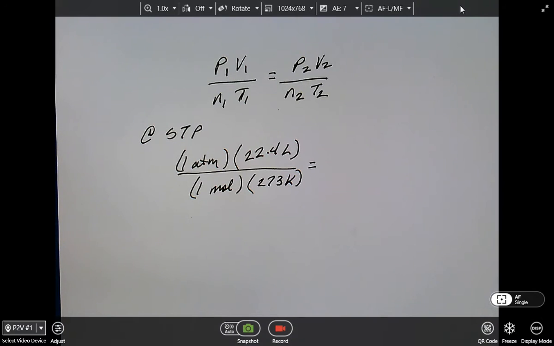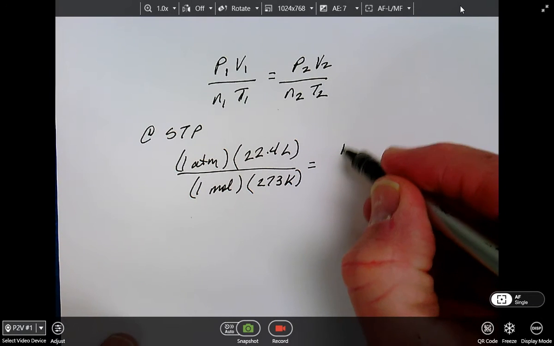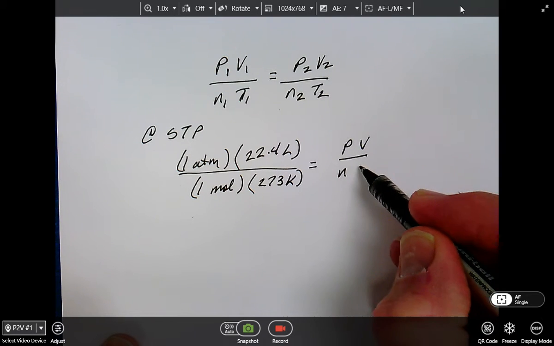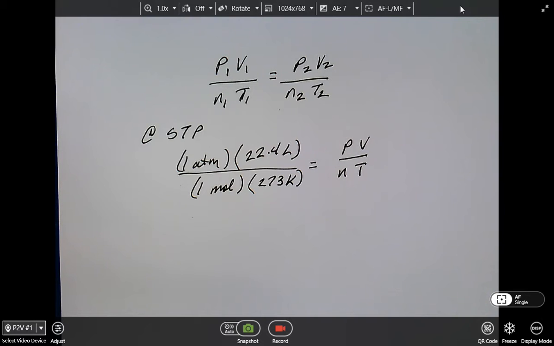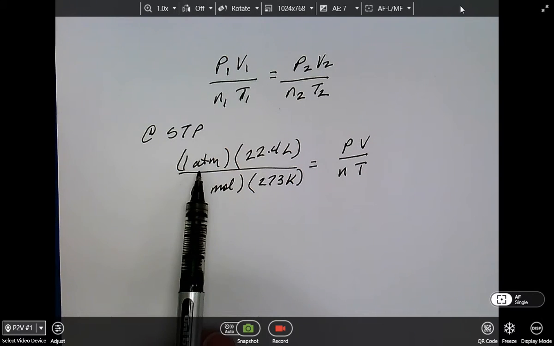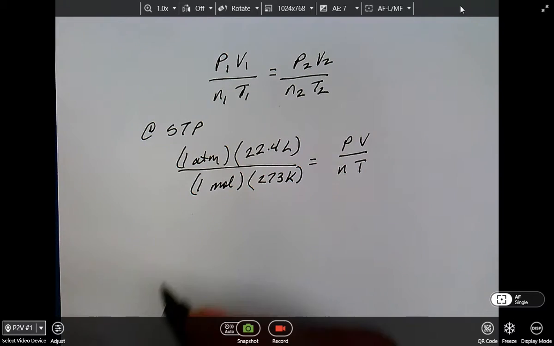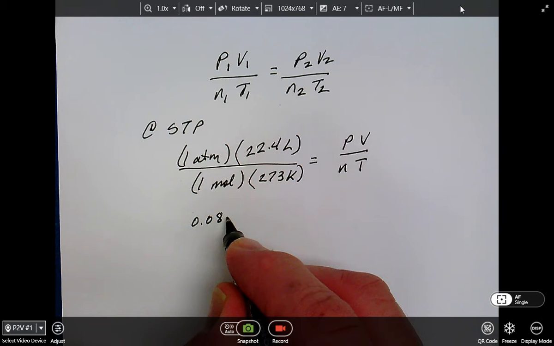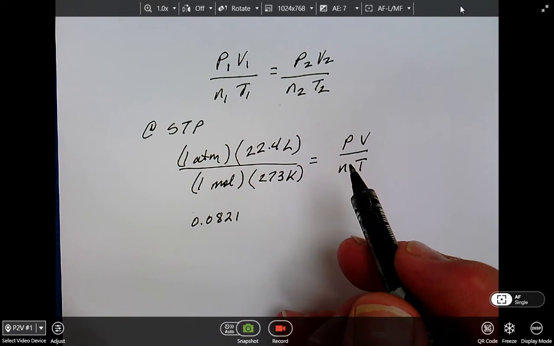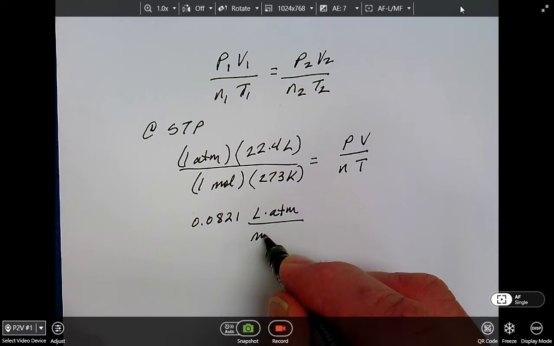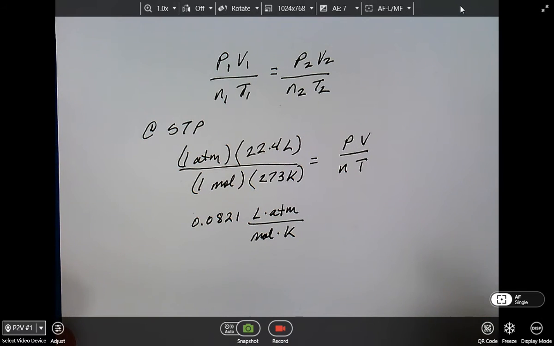All right, so grab your calculator. If you don't have one, pause the video and go grab your calculator. Okay, so that's going to be equal to what? Well, now we're just going to drop the twos because now we just have pressure, volume, the number of moles, and temperature. And over here, we've already placed those. So take your calculator and do 1 times 22.4 divided by 1 divided by 273. What do you get? Well, you get 0.0821. And what's going to be the units? Usually it's expressed like this: liter atmospheres over mole kelvins.